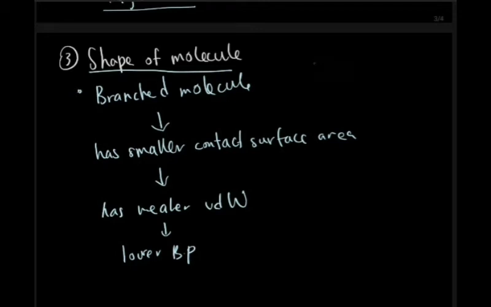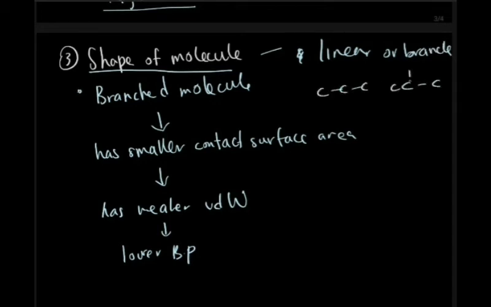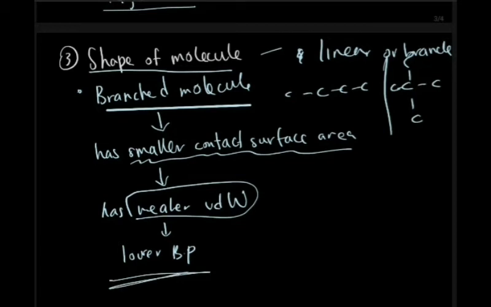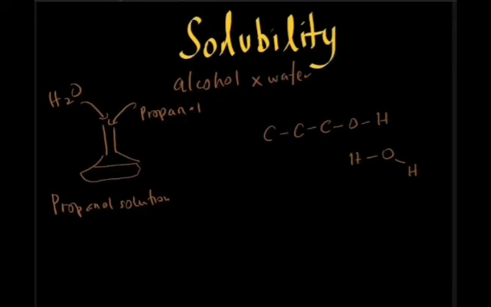We look at whether the shape is straight, or what we call a linear molecule, or branched. Okay, linear like this, or you have something like this, a branch. So if it's a branched molecule, you have a smaller contact surface area. When you have a smaller contact surface area, you will have weaker van der Waals forces, and then you have a lower boiling point. Okay, so let's look at solubility next.